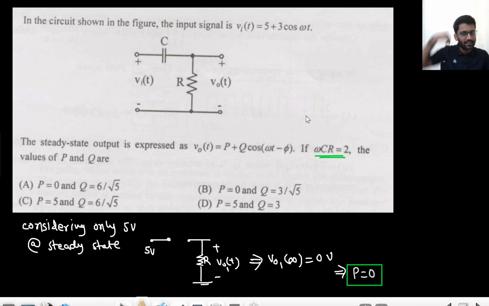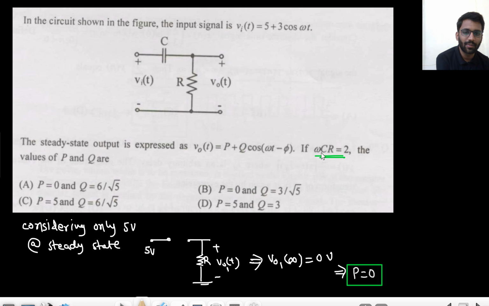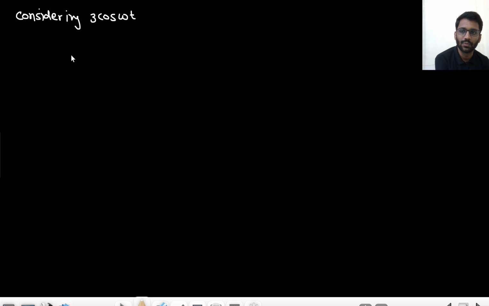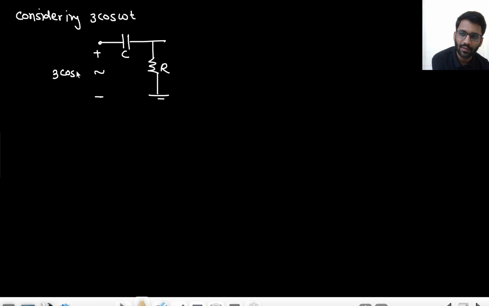Now talking about AC, that is 3 cos omega t. Considering 3 cos omega t. Omega they haven't given, but omega RC they have given. That is 2. Okay. This is a CR circuit, not an RC circuit. And this is the 3 cos omega t AC source here. And this is my V naught.